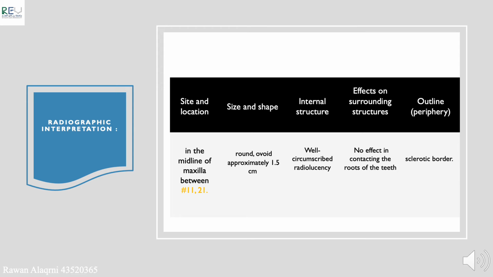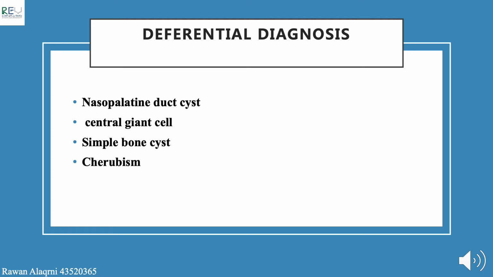Radiographic interpretation: site and location in the midline of the maxilla between tooth number 11 and tooth number 21. Size and shape: round to ovoid, approximately 1.5 cm. Internal structure: well circumscribed radiolucency. Effect on surrounding structures: no effect, no contact with the root of the teeth. Outline: sclerotic border. Differential diagnosis: nasopalatine duct cyst, central giant cell granuloma, simple bone cyst, cherubism.